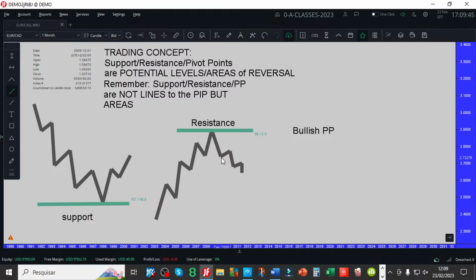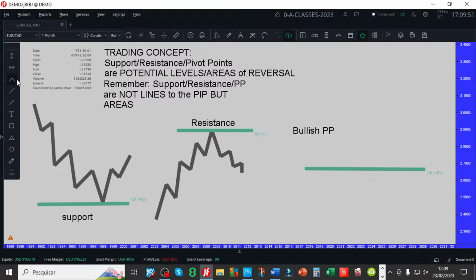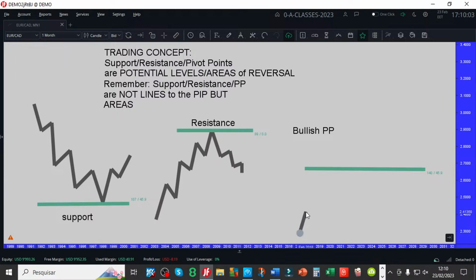What is a bullish pivot point? A bullish pivot point, everybody, is a combination of resistance and support. So we call it a bullish pivot point when the market starts from the downside up, makes higher highs, higher lows, higher highs, higher lows, hits the pivot point, reacts for a very short term, then breaks through to the other side of the pivot point, goes back to the pivot point, and then continues its own way.